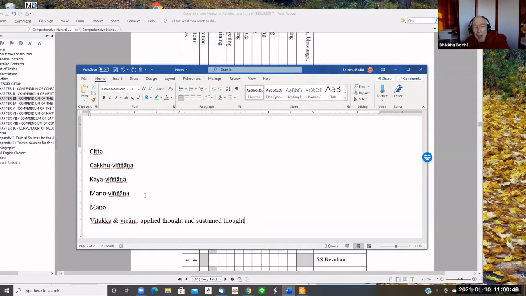But this gets into a big topic for which there's a whole, or at least a large section of a chapter in this Manual of Abhidhamma, in chapter 5.